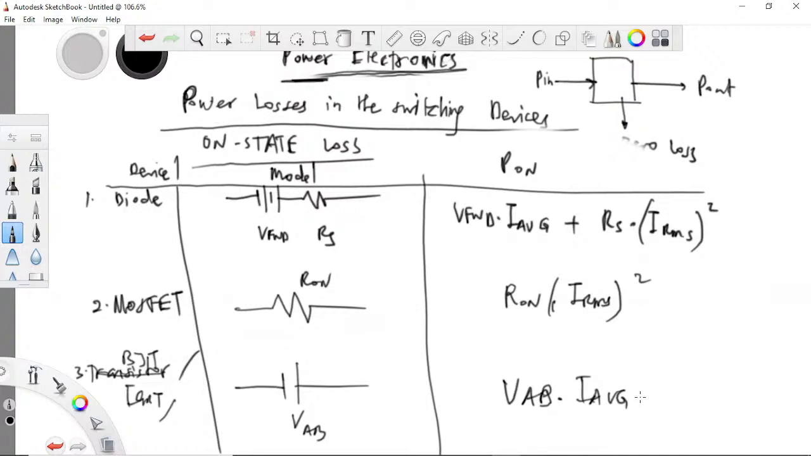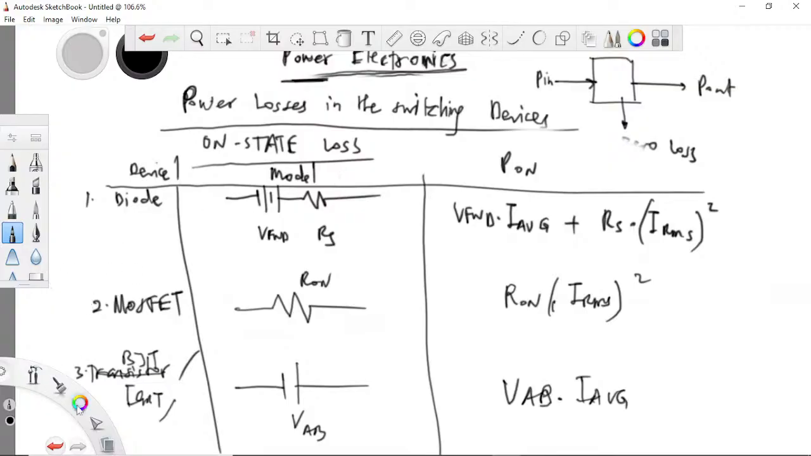Because we have two of the power equations: P is equal to IV or P is equal to I squared R. So when do we use which? If you are using IV, make sure your I is average. If you are using I squared R, make sure your I is RMS. Fantastic.